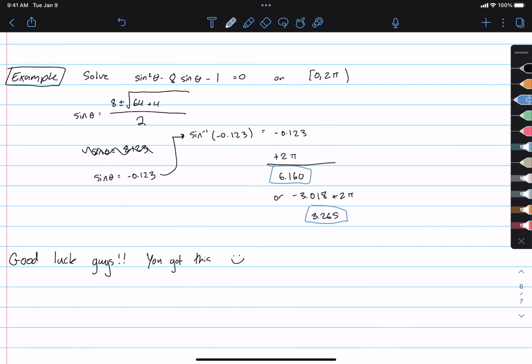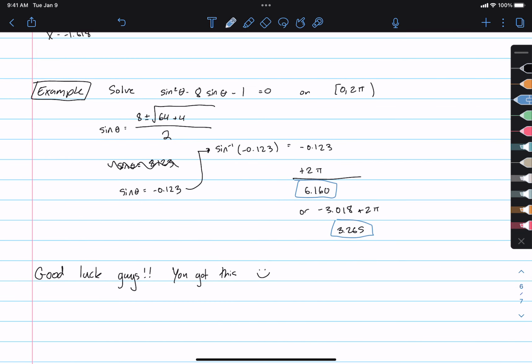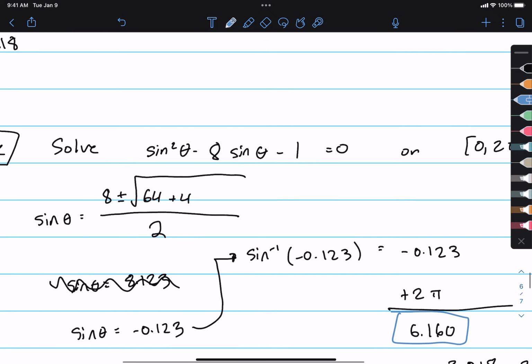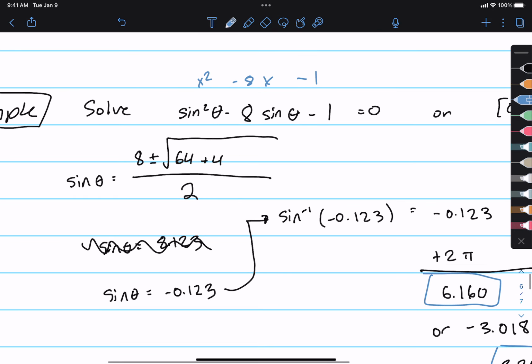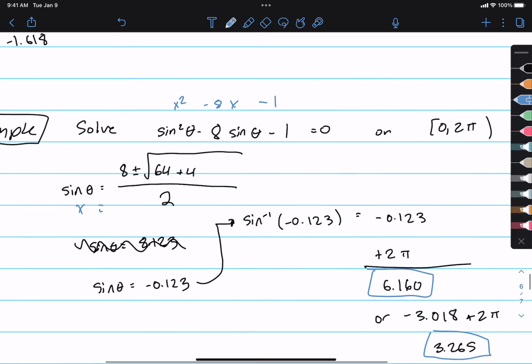And you can just confirm by plugging that into my calculator. So I have sine of x squared minus 8 sine of x minus 1, and I'm going to graph that and put in 6.160. And yes, those do appear to be the zeros of my function, right? So it is kind of tedious, but it's not super hard. All you're doing is treating sine of theta like x. So this is like x squared minus 8x minus 1, and you're using the quadratic formula. So x equals negative b plus or minus the square root of b squared minus 4ac all over 2a.